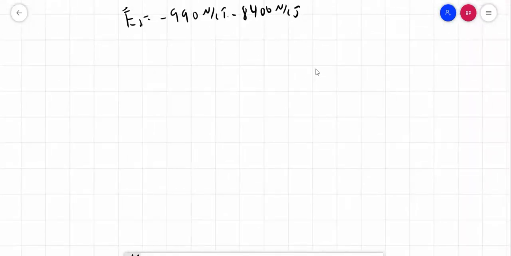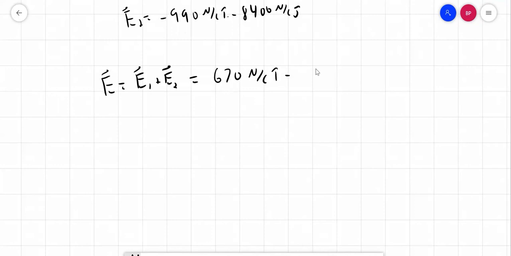All right, now, like I said, I'm just going to ignore charge 3 because it works exactly the same way and it's a long calculation. So if we're ignoring our charge 3, our total electric field is E1 plus E2. So we add the X parts together and we add the Y parts together. If you do that, you'll find that the total electric field is 670 newtons per coulomb in the X direction minus 6,800 newtons per coulomb in the Y direction.